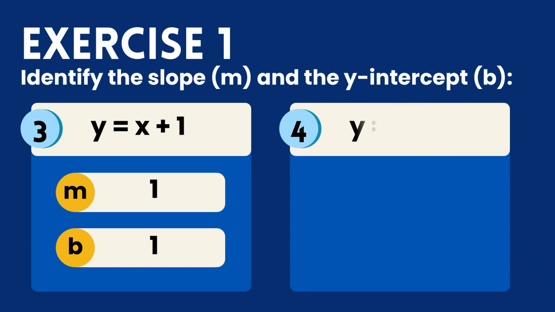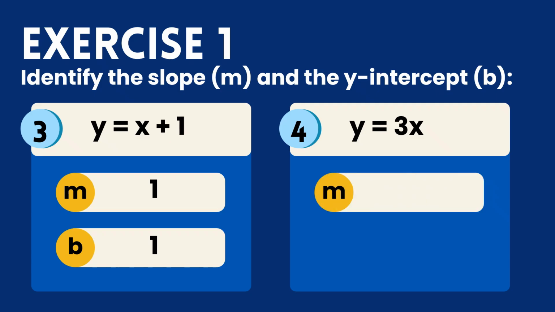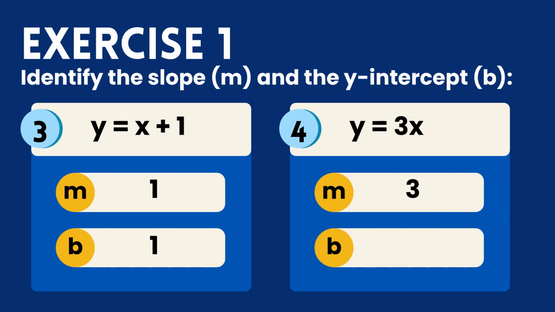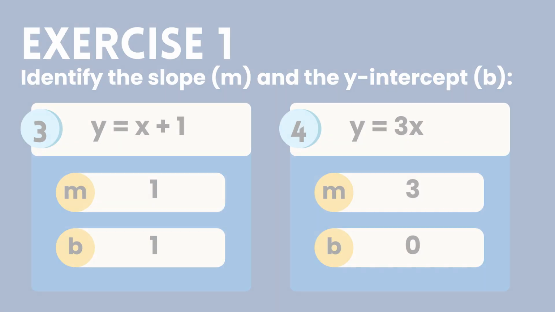Next equation. y = 3x. What is our slope? Alright, the slope is equal to 3. How about our y-intercept? Yes, our y-intercept is equal to 0. So the line passes through the origin (0, 0). Since the ratio of y to x is constant, this line also represents a proportional linear relationship where y changes in direct proportion to x.